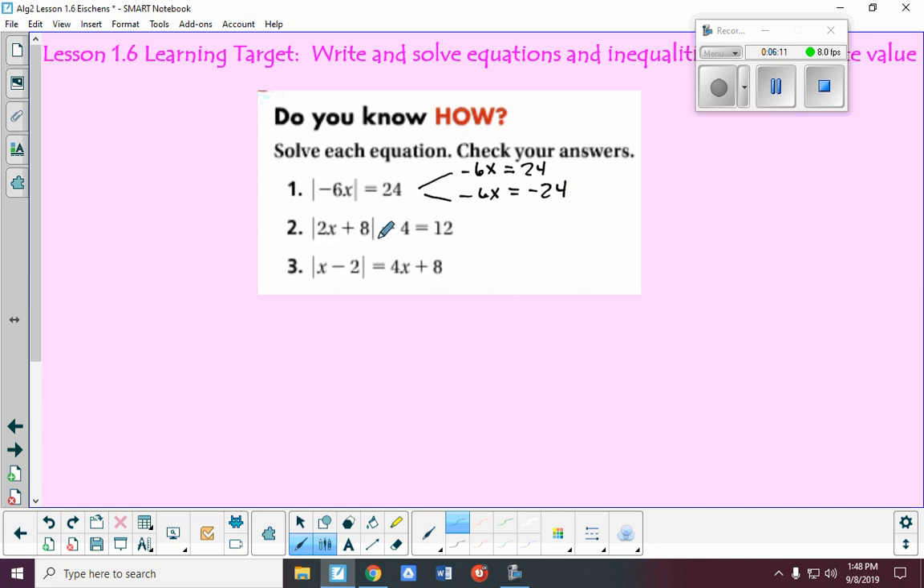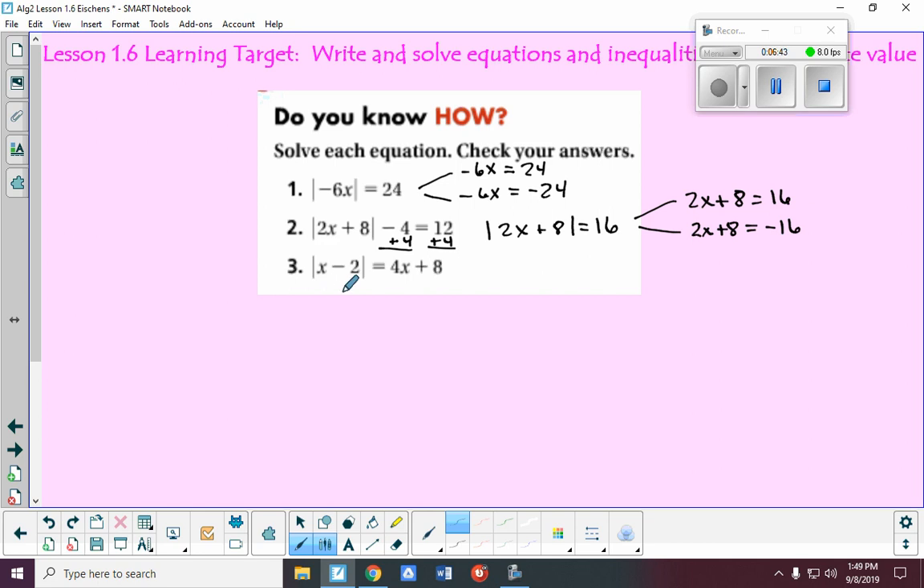On this one, you would first have to isolate the absolute value, get rid of everything else on that side. So we're going to bring 4 to the other side. So that gives you the absolute value of 2x plus 8 is equal to 16. From there, we can write the 2 equations. Whatever is inside of the absolute value, we write that down twice. First one you set equal to positive 16. Second one you set equal to -16.